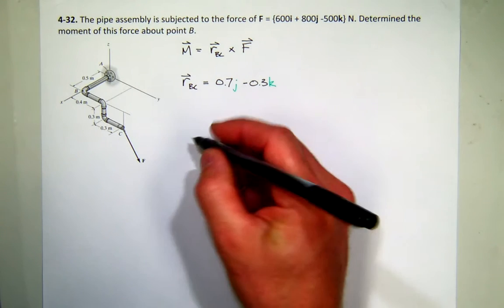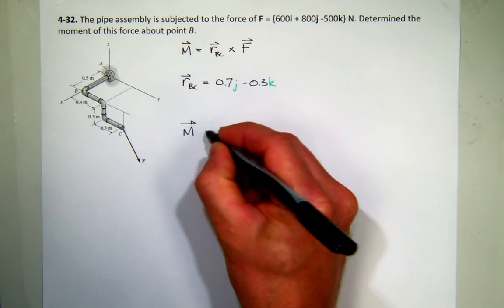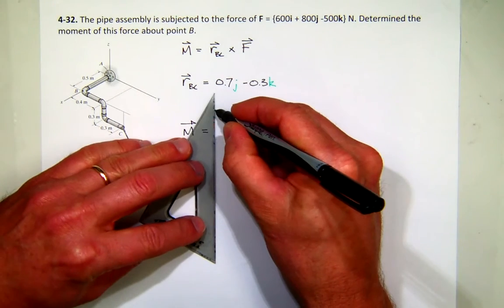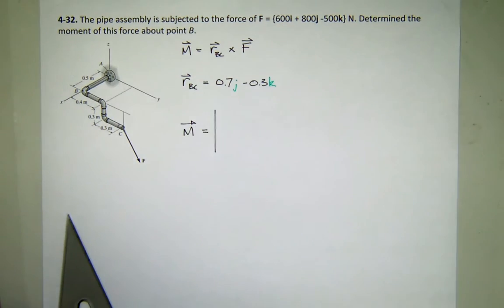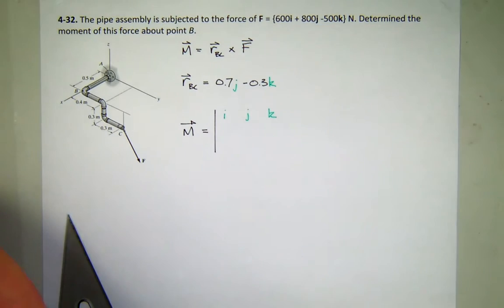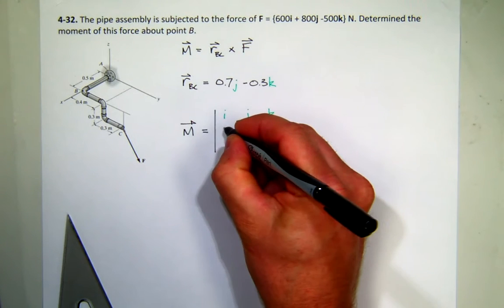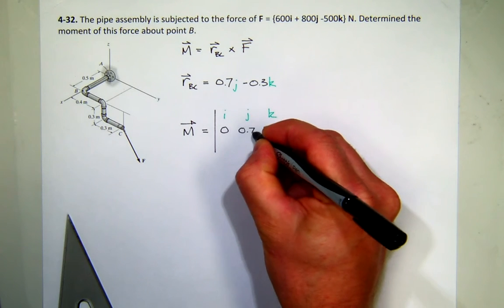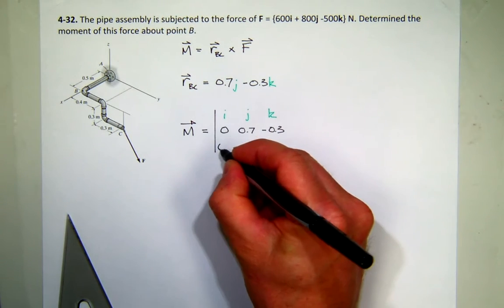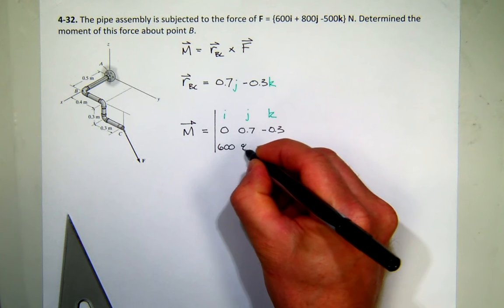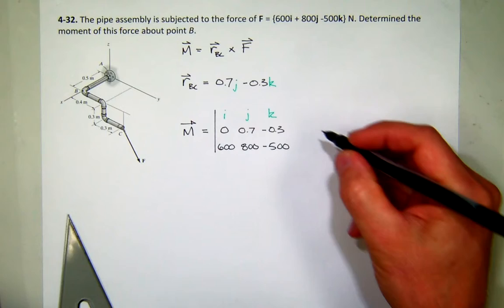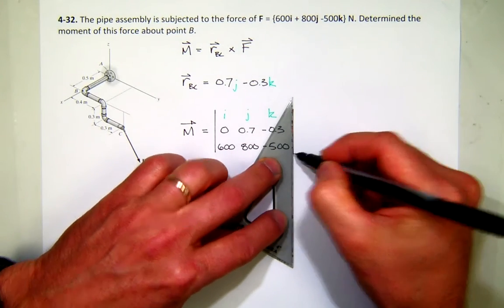Then F was given, so now I'm going to form my cross product. Remember the determinant that we're using. The first row are our unit vectors, I, J, K. The second row is the position vector, which is 0, 0.7, minus 0.3. And then the force terms, which are 600, 800, minus 500. So I need to take the determinant of that.